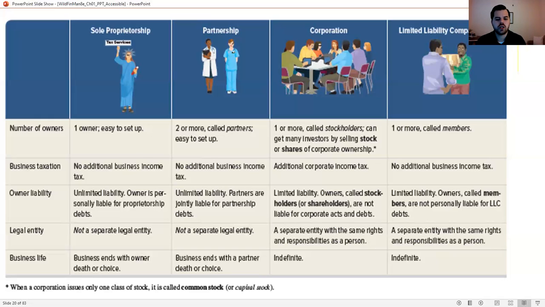Now, luckily for you, there are certain firewalls put up by the government to say, like, we can't kick you out of your primary residence and make you homeless, right? So there are some things that are off limits, but by and large, a lot of your personal assets are up for grabs in a sole proprietorship if you run it into the ground, right? So if you are unsuccessful. Now, in terms of a legal entity, right, there is no legal entity, because you and the business are the same thing in the eyes of the law. Now, the business life here, when you die, so does your business. So it does have a limited life. So it either ends when you decide it ends or when you die.